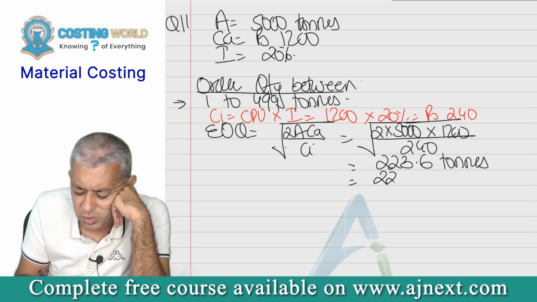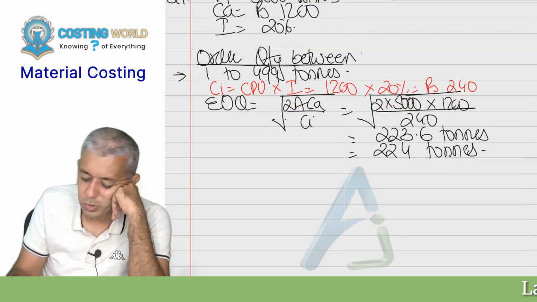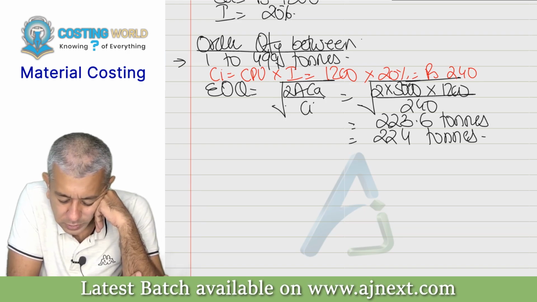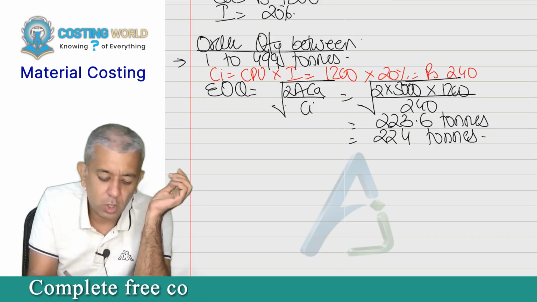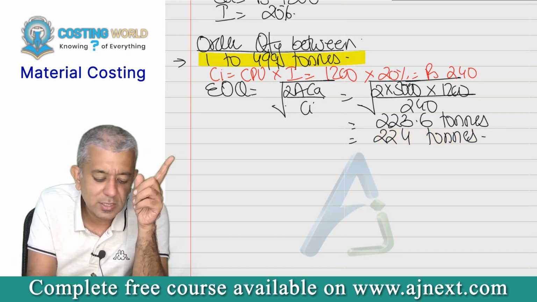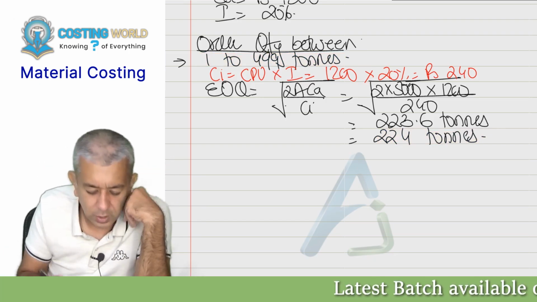Although most of the books try to round it off, so I'll do it. Hardly matters to me. Now, this is done, this is done. Now see, can you say out of all the options in this category, you should order these many tons? Is that okay? Yes, sir. So now let's try to find out our total cost.